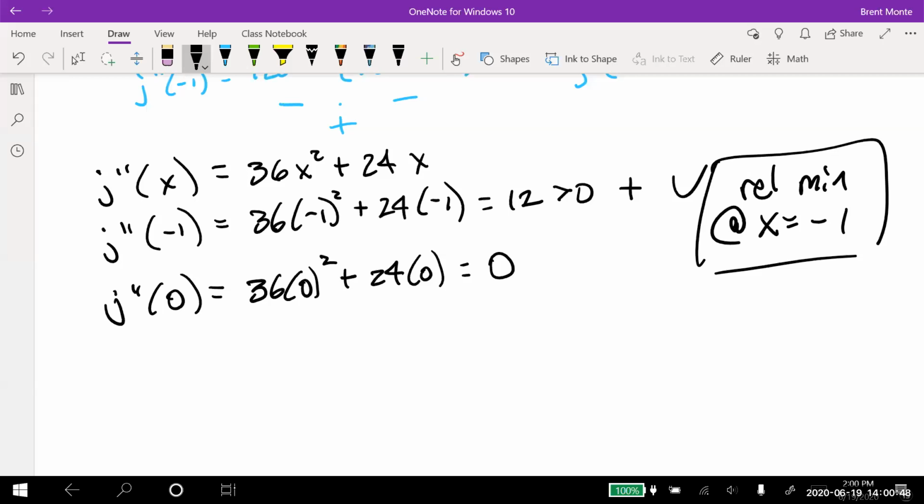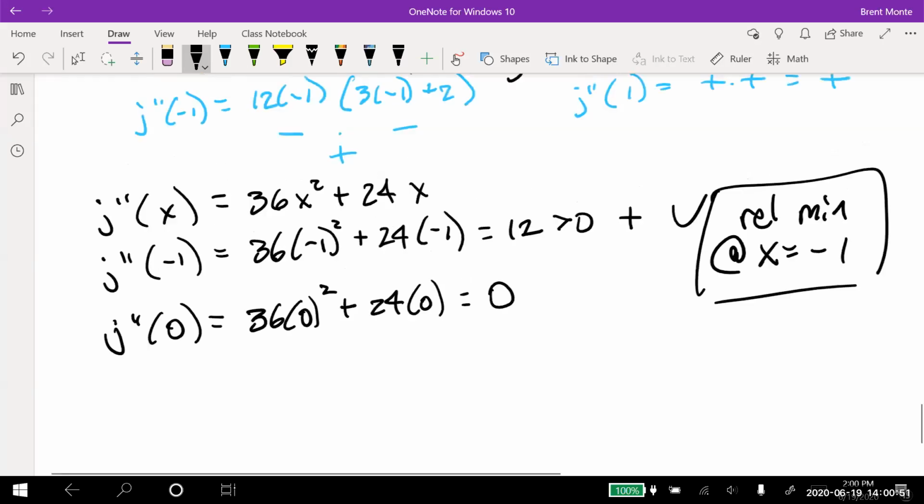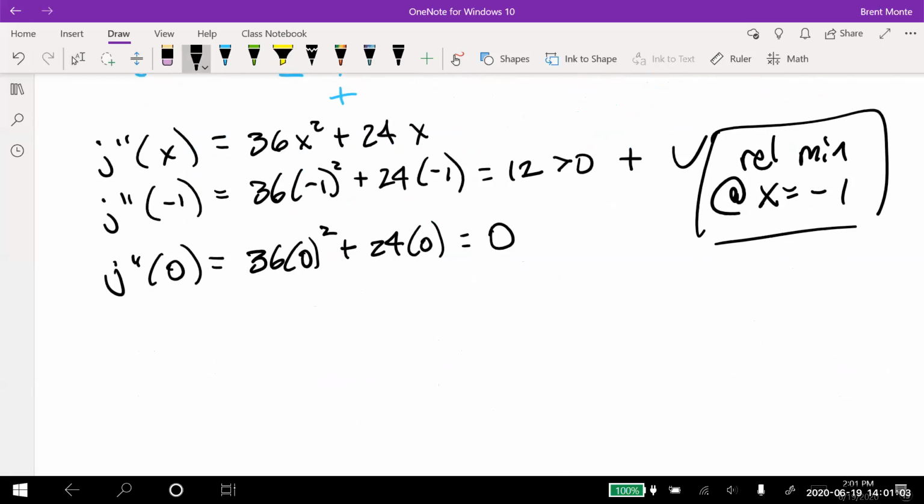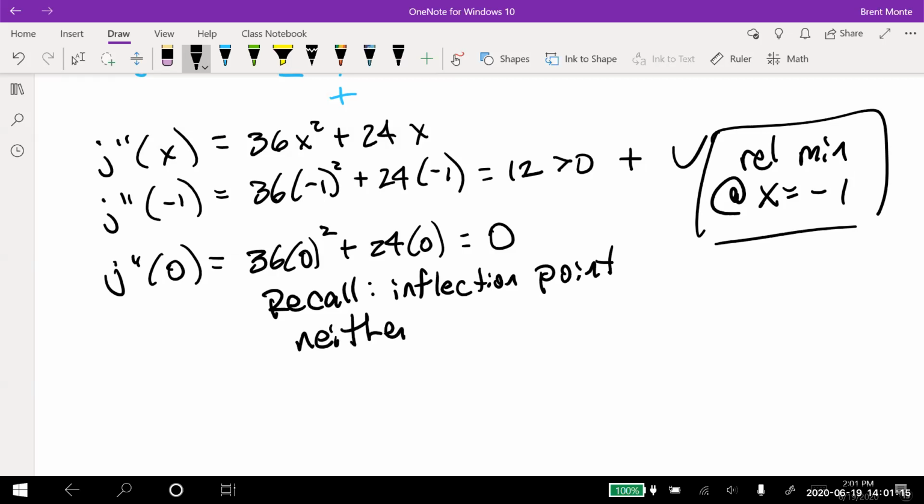So we could look to the left and right of 0. I'm not going to, because we're not going to go there. But that's the idea of that problem. So let's say this. Recall, inflection point, neither max nor min. All right, we already saw that there was an inflection point at 0. So anyway, that's the idea of this problem.